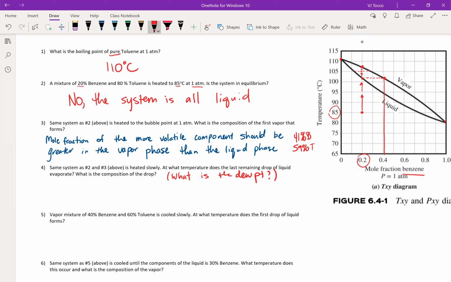And the composition of the last remaining drop of liquid, drawing my tie line over, would be roughly 8% benzene. Composition of last drop is about 8% benzene, and the corresponding 92% would then be toluene. And the temperature at which that occurs, I'm going to call about 107 C.